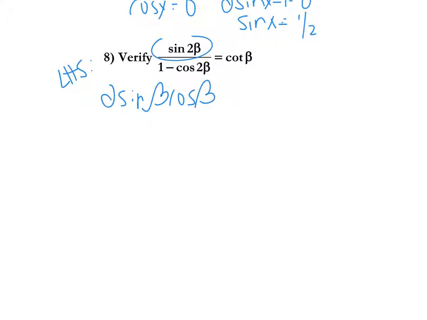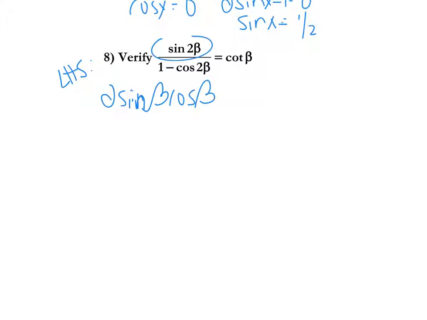By the way, you should be writing left-hand side on your quizzes and tests. A lot of you didn't. You need to show that you're working with the left-hand side and you're trying to go to the right-hand side. Now the question becomes, which identity do I use for cosine 2 beta? Because there's 3 different ones I can choose.